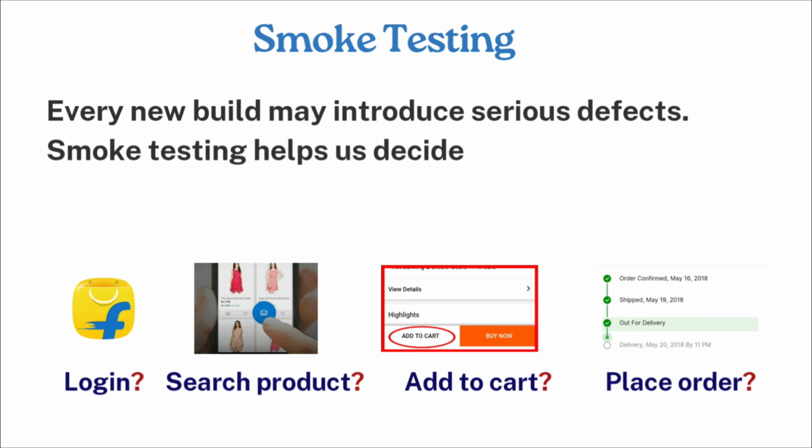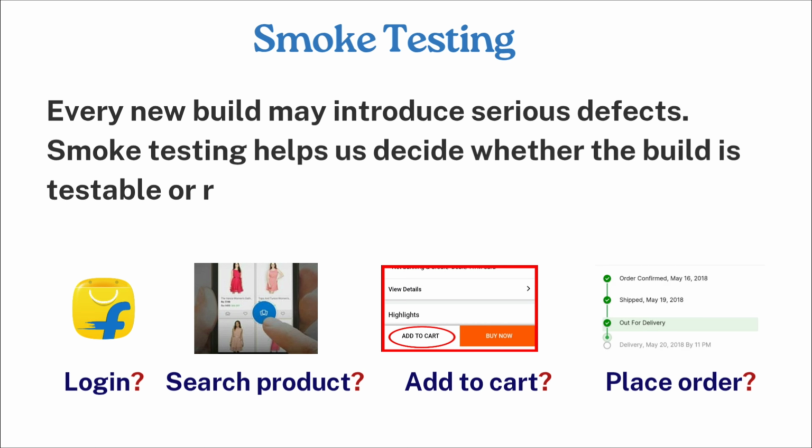Take an e-commerce app as an example. After a new build, we check login, product search, add to cart, and place order. If login fails, there's no point in testing further, and the build is rejected.